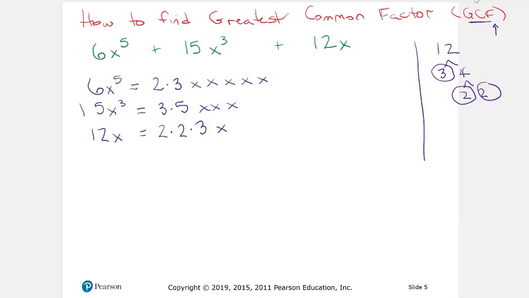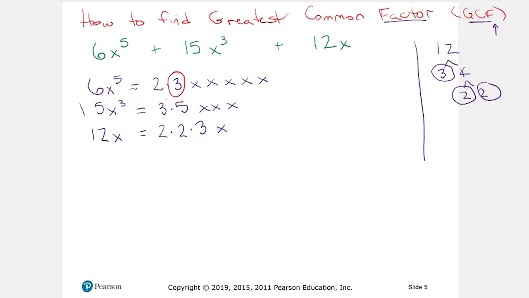So now we've done the F for factor, right? So we factored. Now the next thing we want to do is find out what they have in common. Okay, well, the top two have a 2, but the middle one doesn't have a 2, so they don't all have a 2 in common.